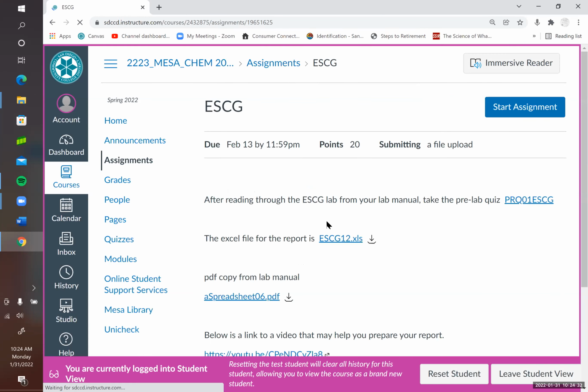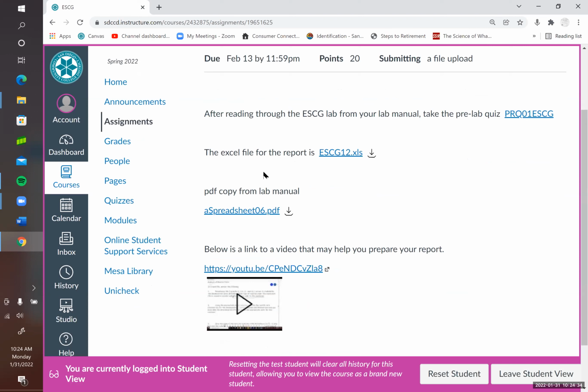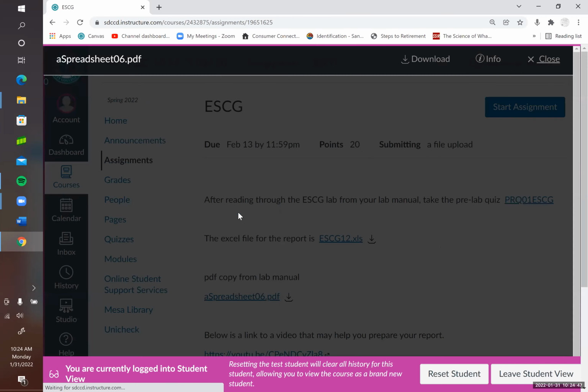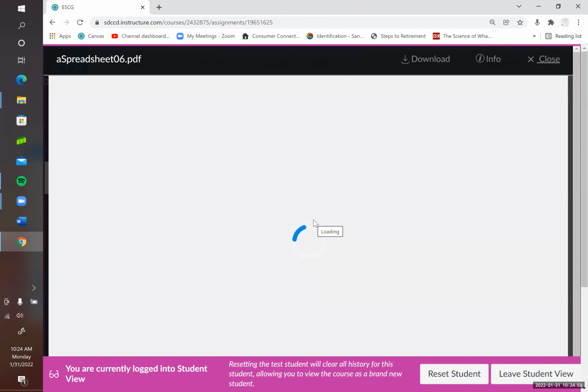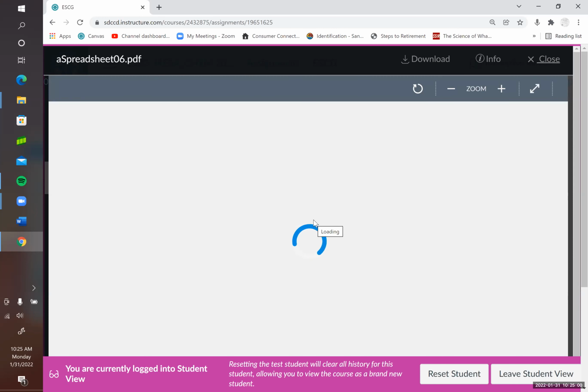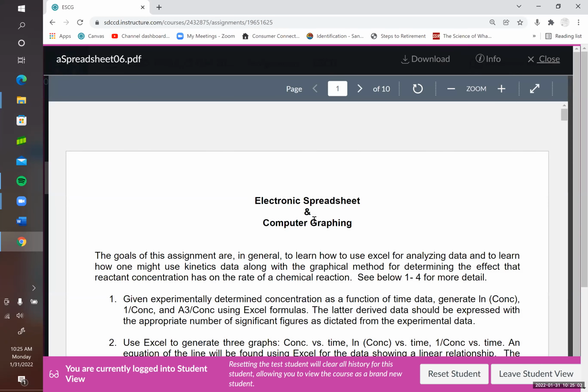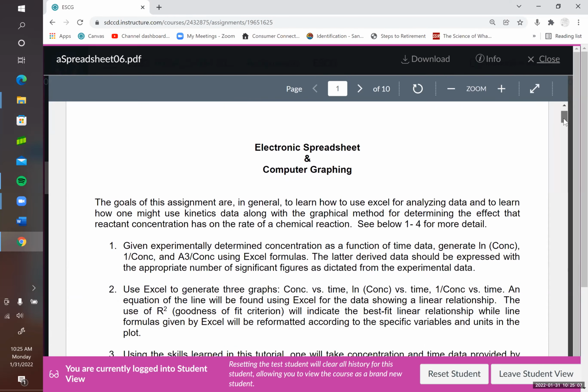This first one is electronic spreadsheet and computer graphing. Here's the Excel file for the report, right here, and a copy of this lab manual. So let's take a look at the lab manual and this first lab. I recommend that you purchase that lab manual so you'll have a hard copy to write on and to carry with you.